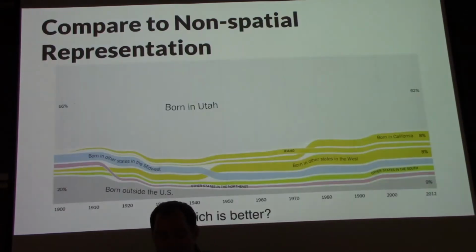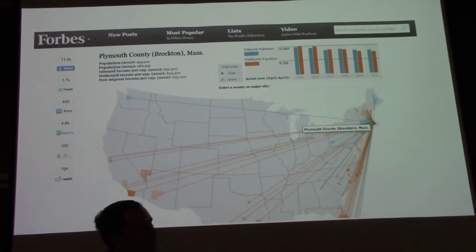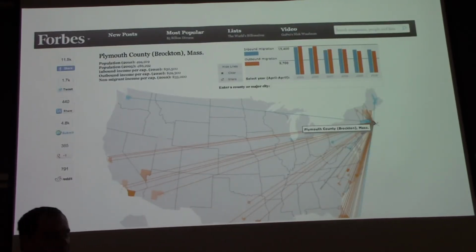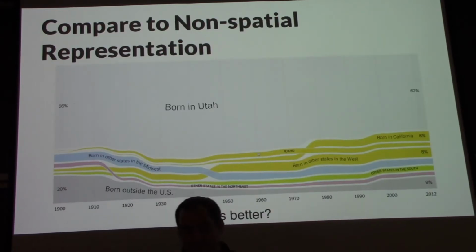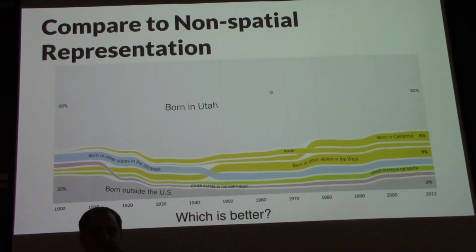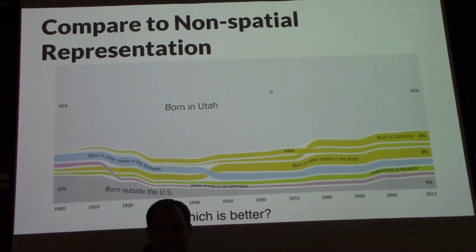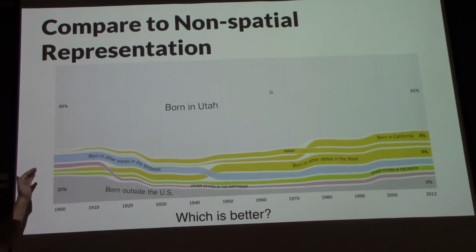However, this is a non-spatial representation of the same kind of data. Here we can interactively select and see this specific geospatial context. Here we have a New York Times visualization of people who live in Utah, where they're from, but even across time. You can see from 1900 to 2012, the majority of people who live in Utah were actually also born in Utah.